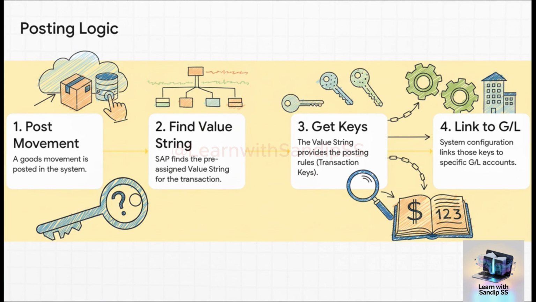And this just lays it all out, step by step. It's a beautiful chain of logic, right? A user does something simple. The system sees what kind of movement it is, finds the right recipe, reads the list of ingredients, and only at the very end does it look at your company's specific settings to find the actual account numbers.